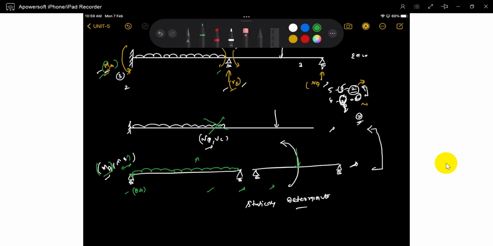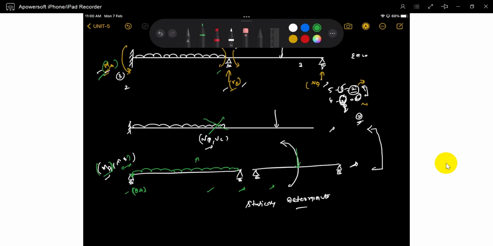Final theta A rotation is 0. Already known. So that's why final is 0. Because you release this MA, you will get theta A. Later if you arrest it, finally it is going to be 0.